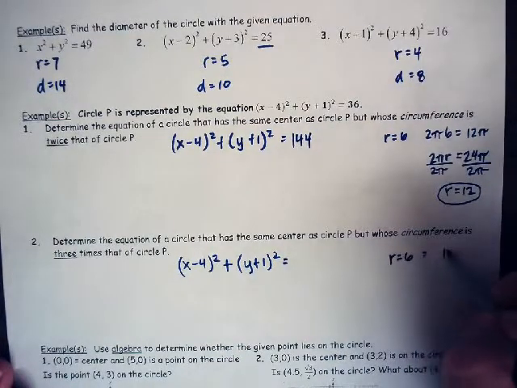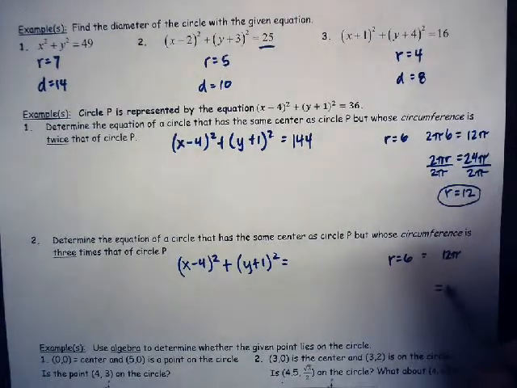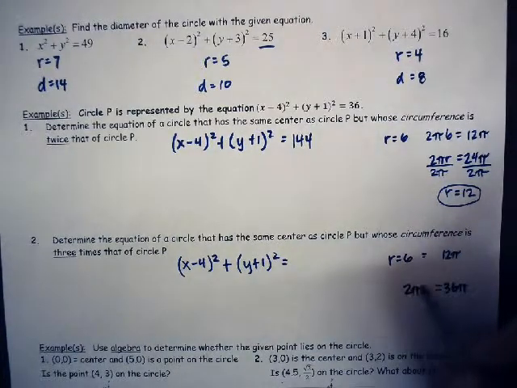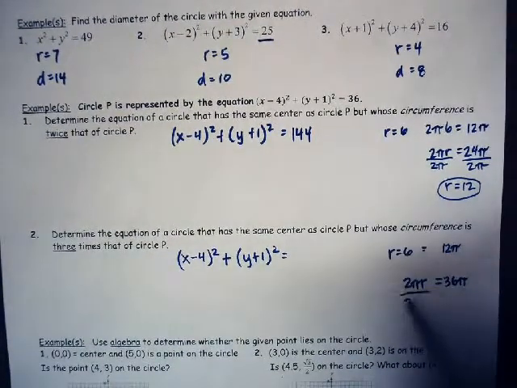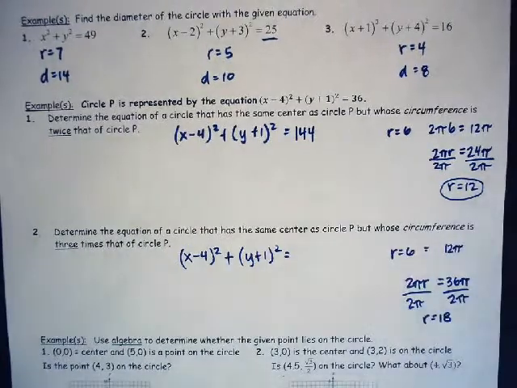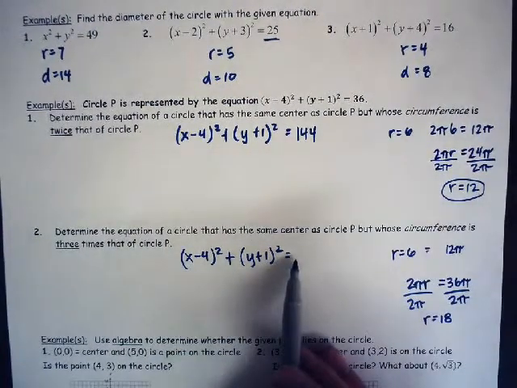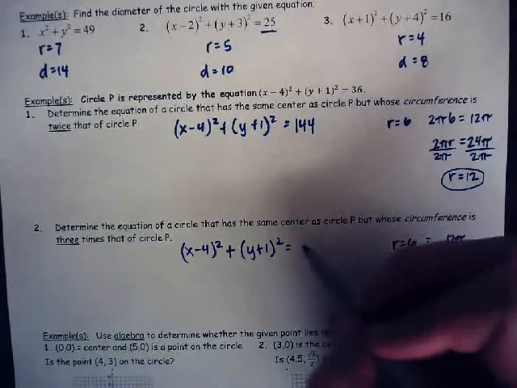And that gave me a circumference of 12 pi. So I need to triple that this time. So I need it to equal 36 pi. I need 2 pi r, 2 pi times the radius, to equal 36 pi. So if I divide both sides by 2 pi, I get r equals 18. So the radius would be 18. So remember, when I put it back in the equation, I need to square 18. I don't know this one off the top of my head. 18 squared is 324.